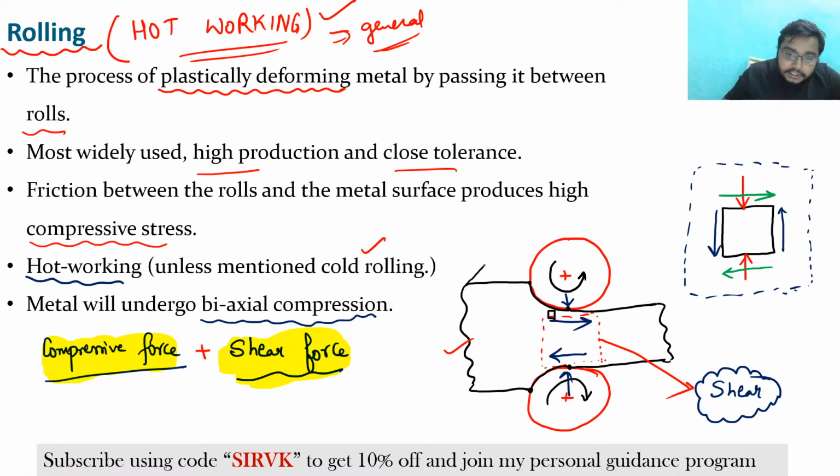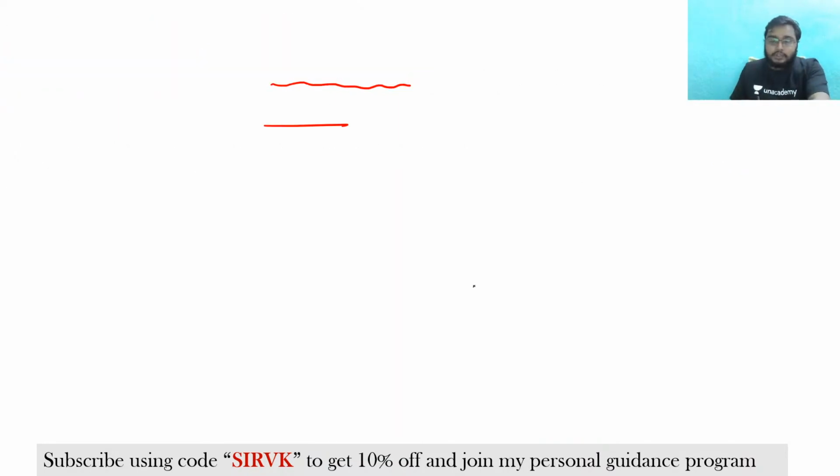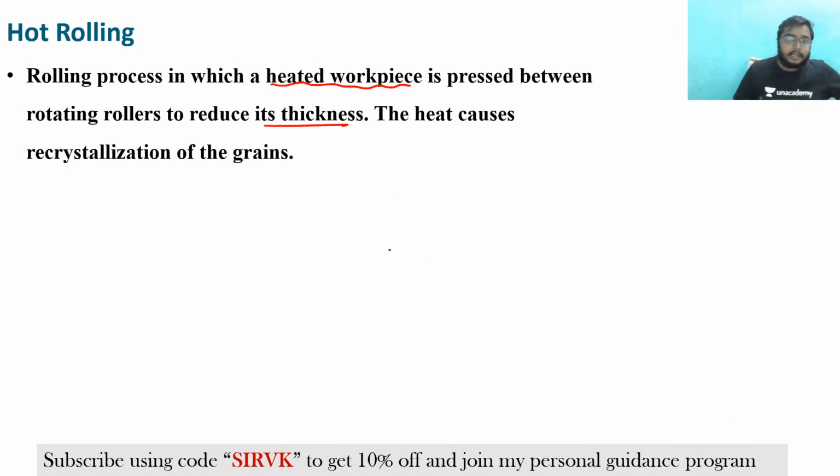See, the sheets would be like this, right? Sheets would be like this. The sheet has a dimension in this part also. We are seeing it from the side view. So what we can understand here is that thickness is reduced.